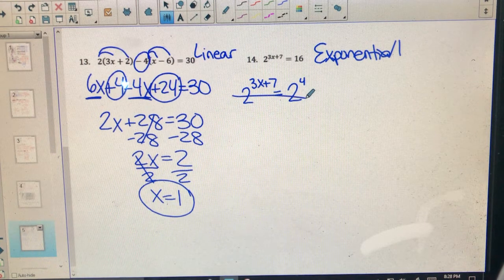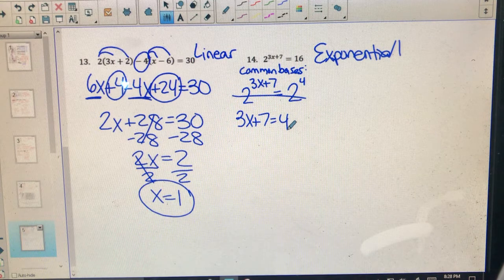and my common bases method, gone. I'm just going to label this common bases. If you don't like this, then don't do it this way, okay? But my 2's eliminate now that they're common, and your exponents come down. 3x plus 7 equals 4, and you're in that home base linear form.